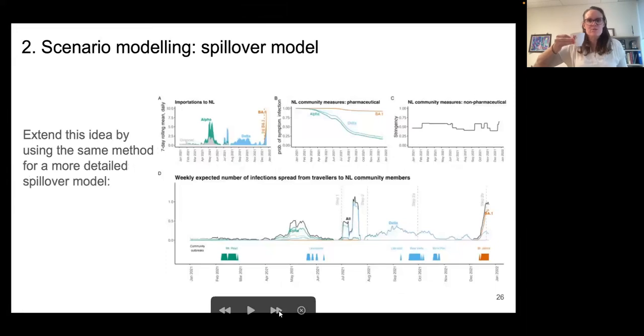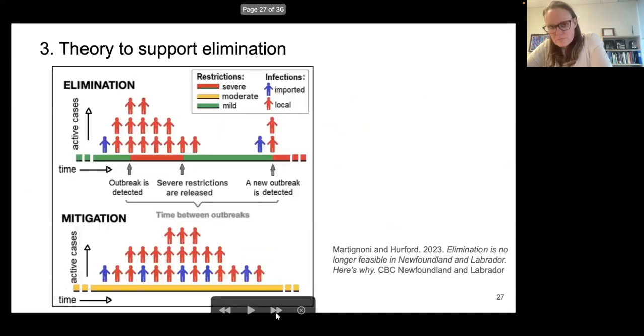You could also make it much more complicated, because the spillover depends not only on the number of travelers, but also the variants, the pharmaceutical interventions, and the non-pharmaceutical interventions. So you could make a spillover model as we did previously, and get the dates that way using that same cumulative approach. Now I want to talk about theory to support the implementation of elimination.